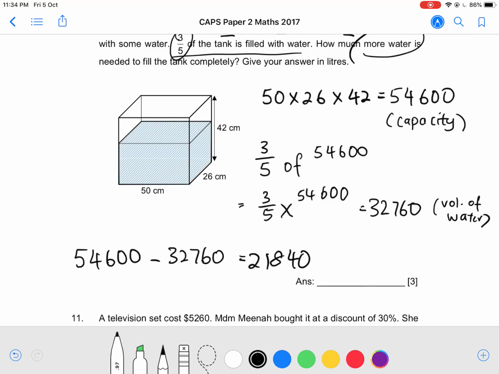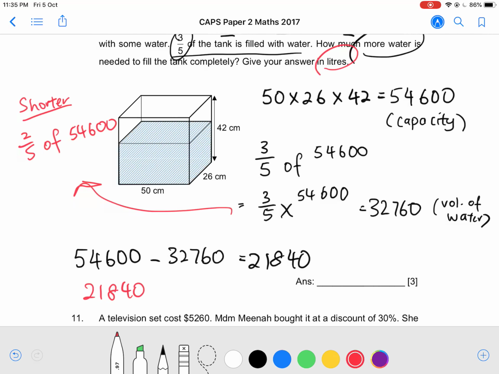Alright, some of you who are fast would probably do the other way, right? Because you know how much water is left. So the shorter way would be taking 2/5 of the capacity straight away, right? Then you get your answer already. But you need to remember, you need to give your answer in liters. So 21840, this is cubic centimeter, is the same as 21840 milliliters.